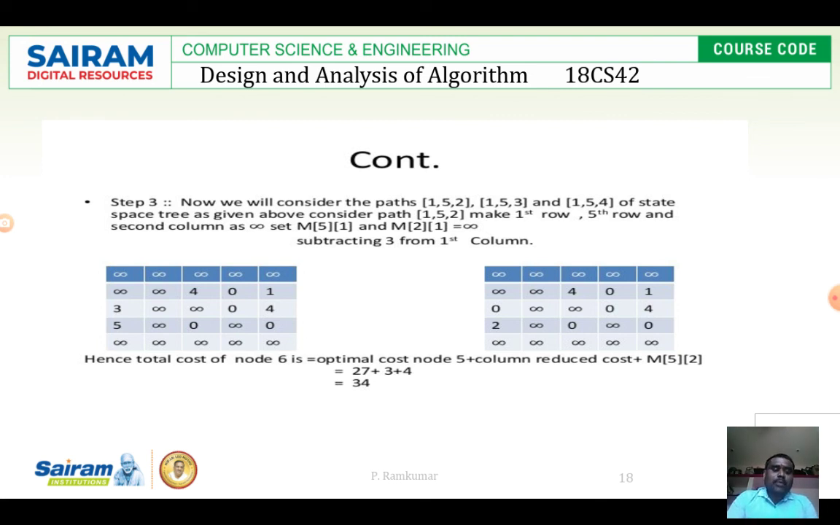So this is all about the traveling salesman problem. That is, we have to start visiting at the source node, then we have to visit all other nodes in the given graph. At last we have to reach the source position. Thank you.